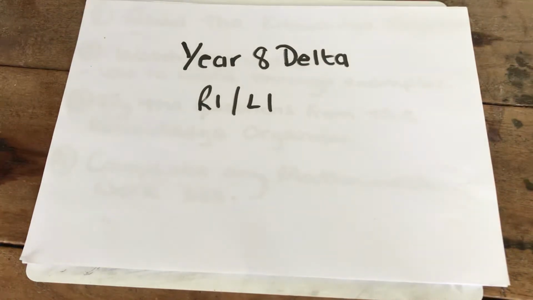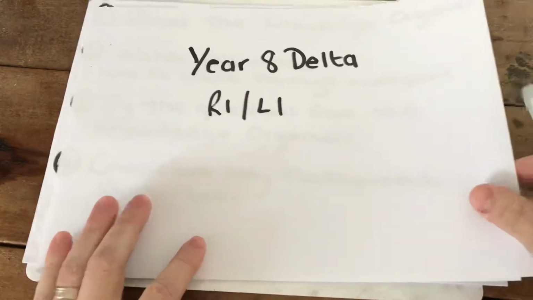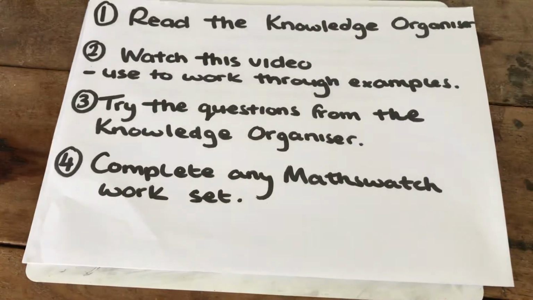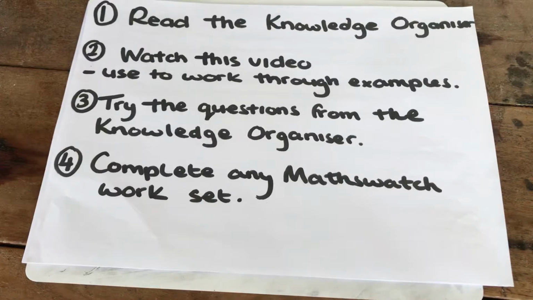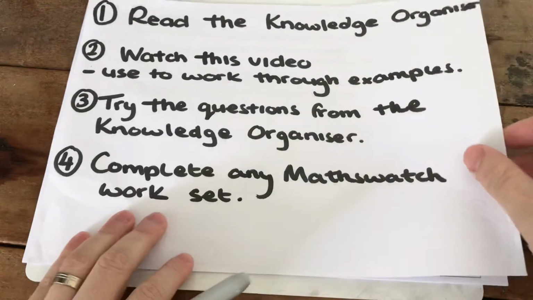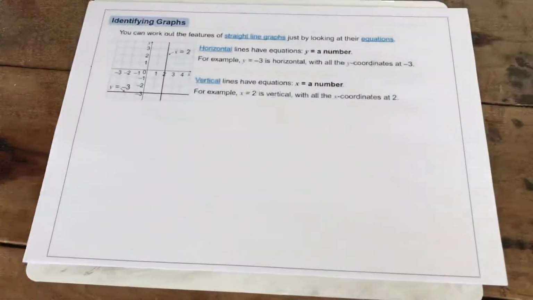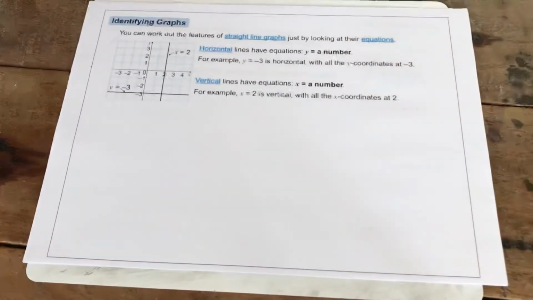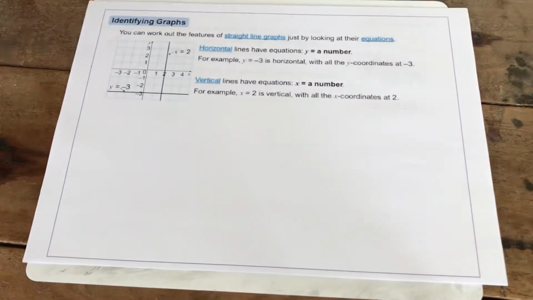This video is for Knowledge Organiser 4 for Year 8 Delta classes. What I would like you to do is read your Knowledge Organiser and watch this video to work through the examples from page 1. Try the questions from page 2 of your Knowledge Organiser and complete any Maths Watch work set. So today we are going to be looking at key features of straight line graphs and their equations.